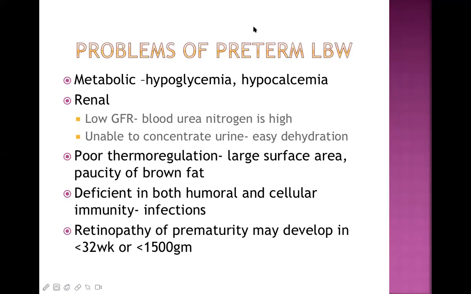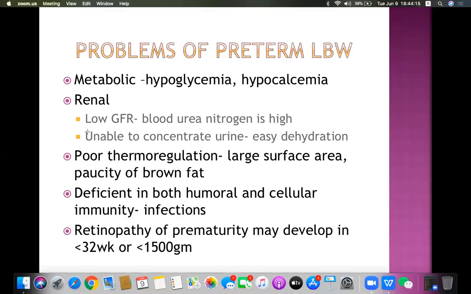Regarding the renal problems or complications of a premature baby, there is low GFR. As a result of low GFR, blood urea nitrogen is high. The filtration cannot occur properly, so whatever blood urea nitrogen is there in the blood will remain there. Quite an easy explanation. Another one, they have not yet developed the concentrating ability of the tubules well. So without the concentrating ability of the tubules, more fluid will be lost from the tubules, which results in easy dehydration. In other words, they need more IV fluid than the full-term baby. In comparison, this preterm baby needs more fluid.